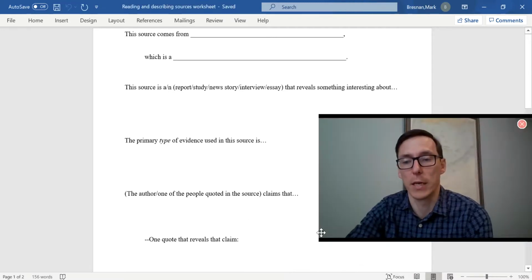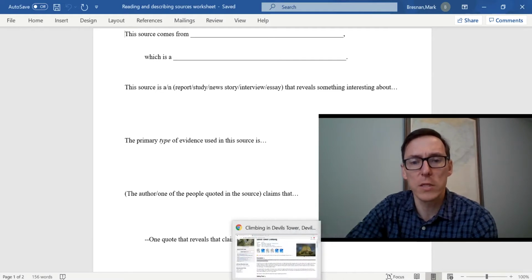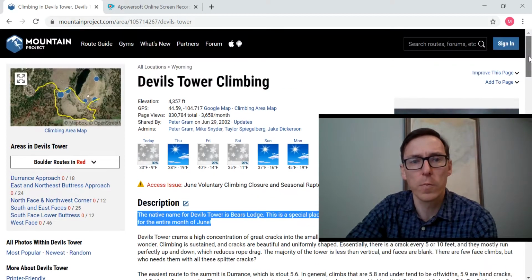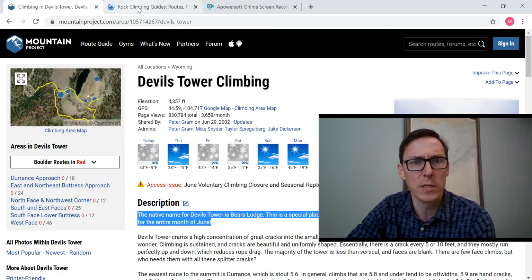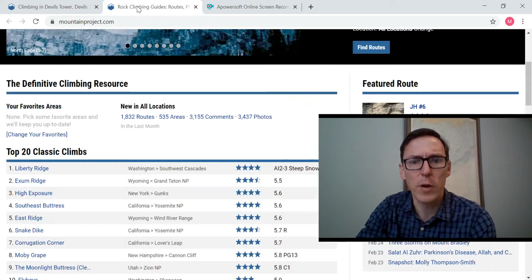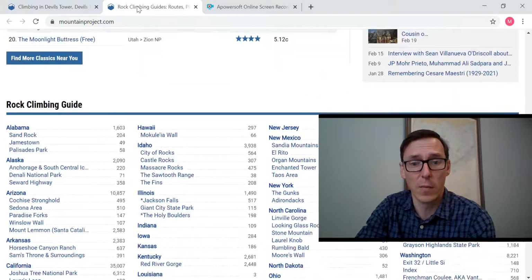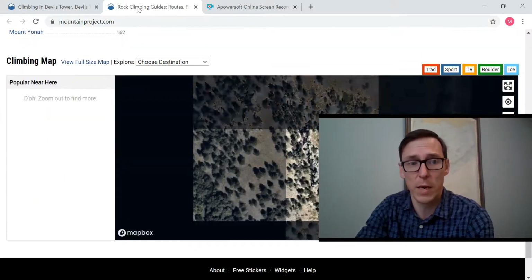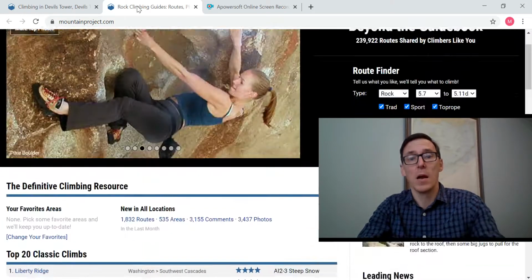So let's back up for a second. What is my source here? Well, my source is a web page about Devil's Tower climbing. And where is it from? Well, it's on this website called Mountain Project. So what is Mountain Project? Mountain Project calls itself the definitive climbing resource. Interesting. It looks like a very well developed website with a ton of details that covers a lot of areas in the US.